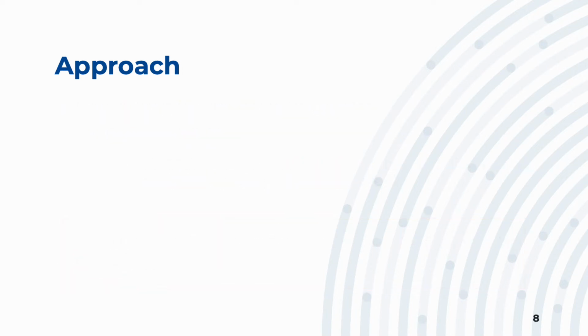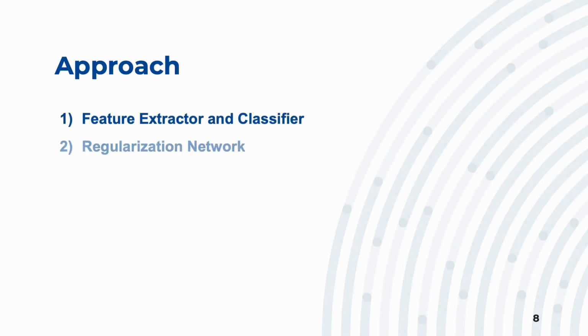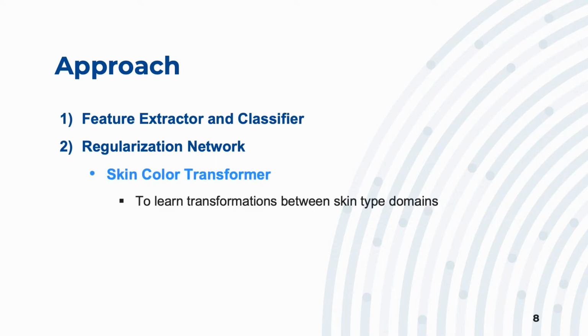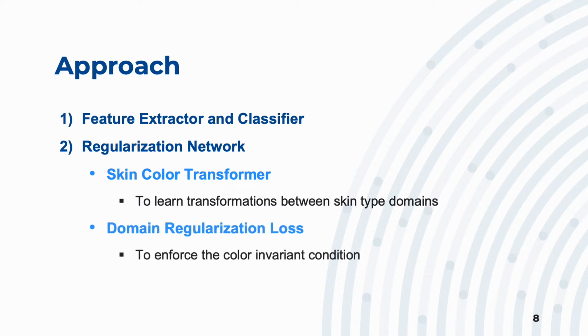Our proposed model CIRCLE consists of 2 main components, the feature extractor and classifier, and the regularization network. The regularization network utilizes a skin color transformer that transforms images across different skin type domains. And after training the skin color transformer, we introduce an additional loss term to our learning objective whose aim is to enforce the domain invariance constraint.